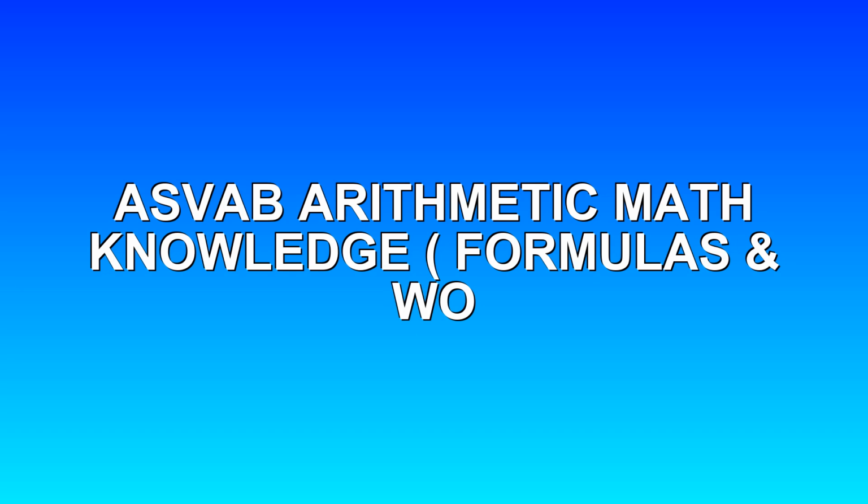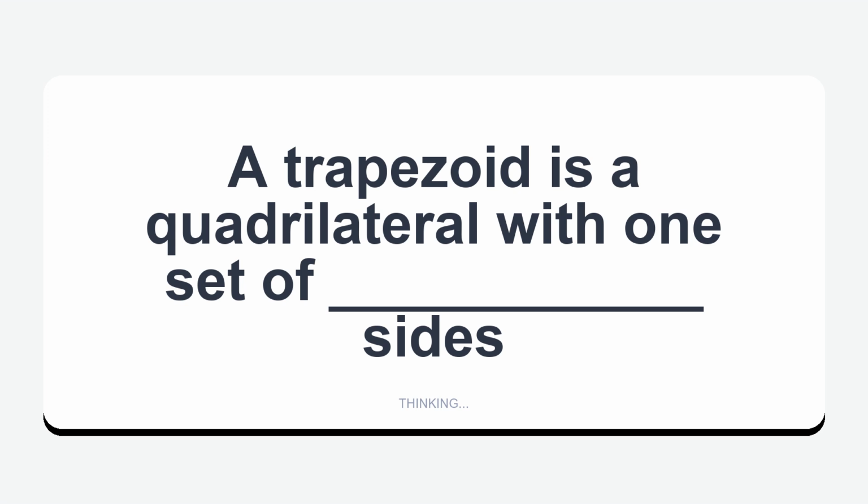ASVAB arithmetic math knowledge, formulas and ways. A trapezoid is a quadrilateral with one set of parallel sides. Parallel. 5.